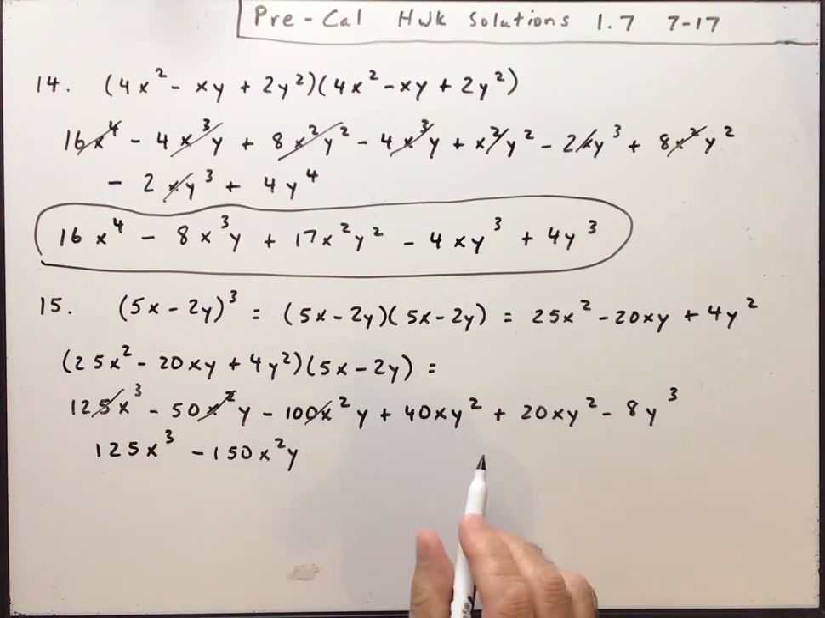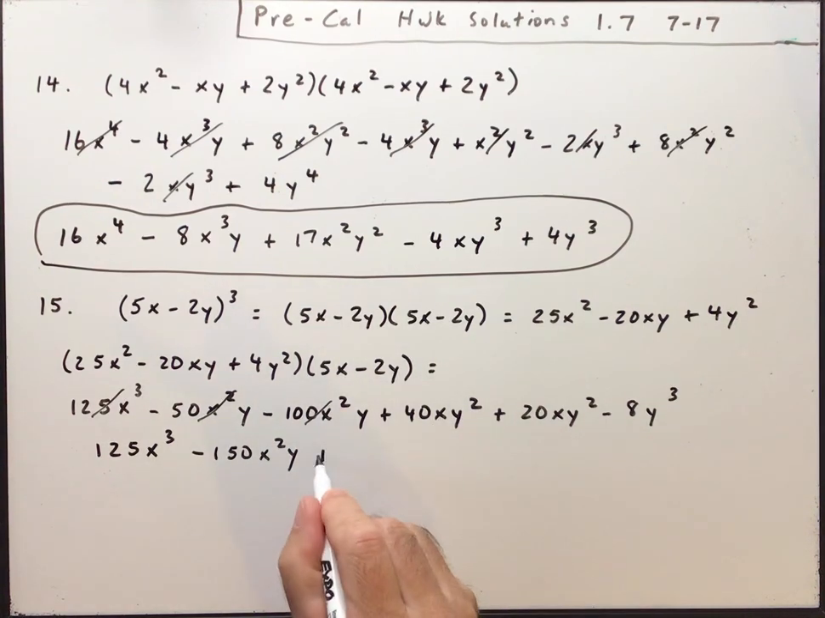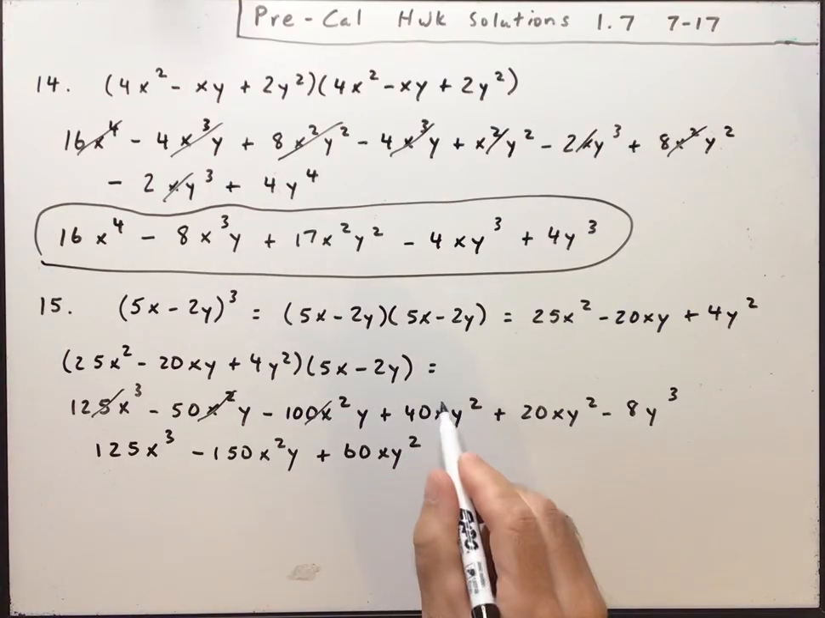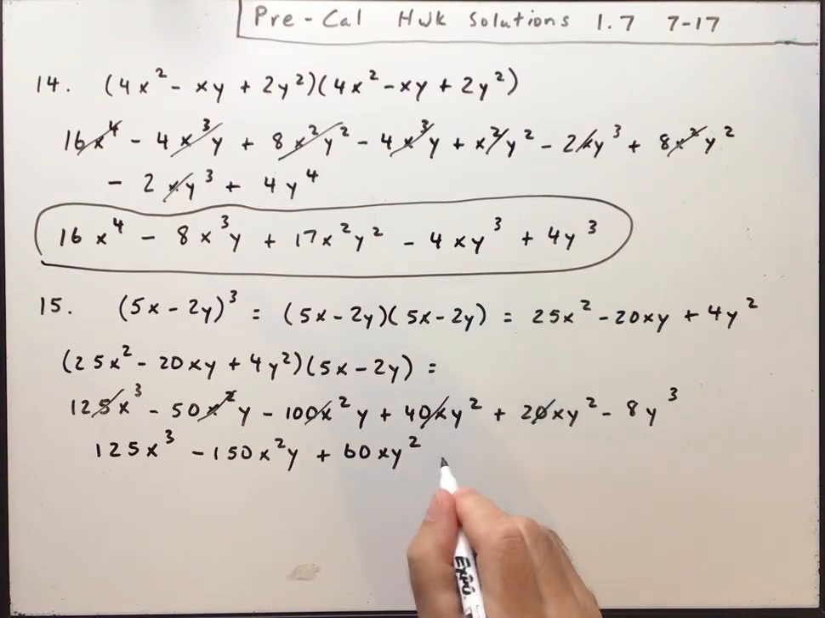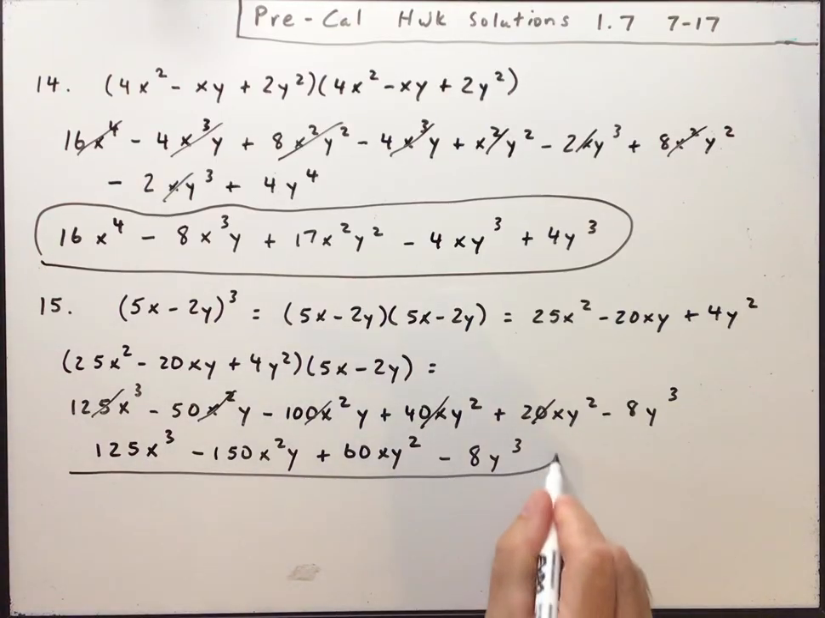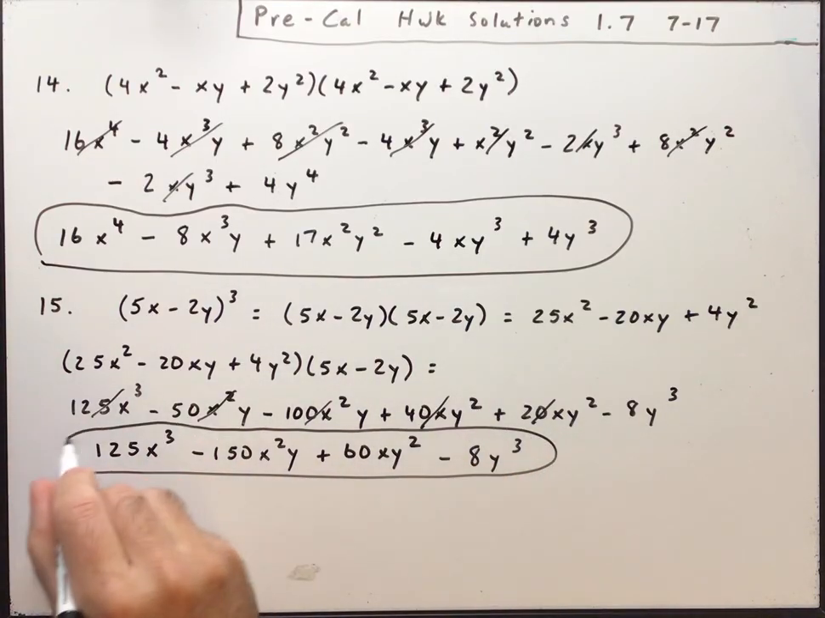And then plus 40 and 20 is 60, so plus 60xy squared. So we've gotten those two, and then just minus 8y cubed. All right, outstanding.